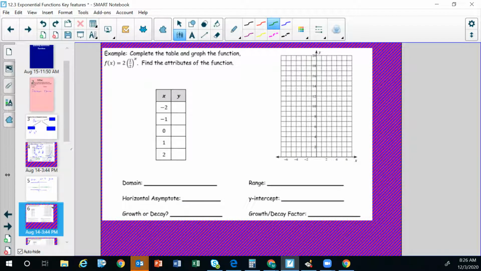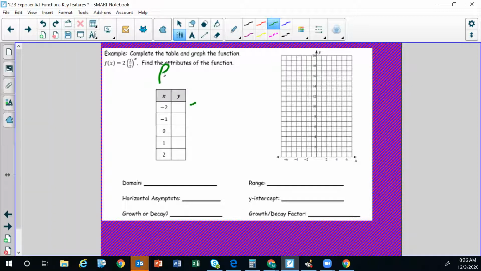Now, let's try this one out. We're going to find the value of the function at these x values. So f of x, I want to find the value of f of -2, which is going to equal 2 times 1/2 raised to the power of -2. So go ahead and punch in 1/2, then to the power of -2, and tell me what you get on the calculator.